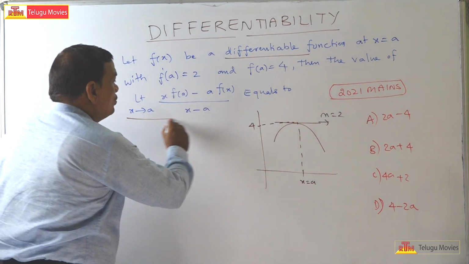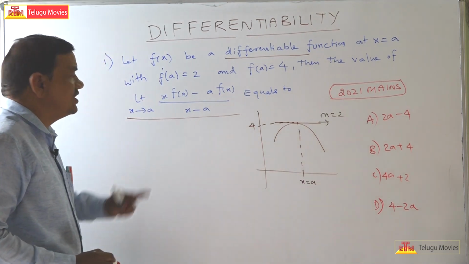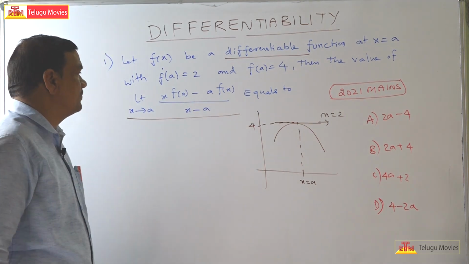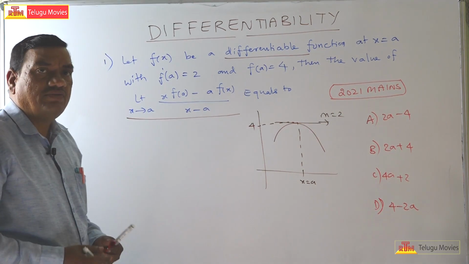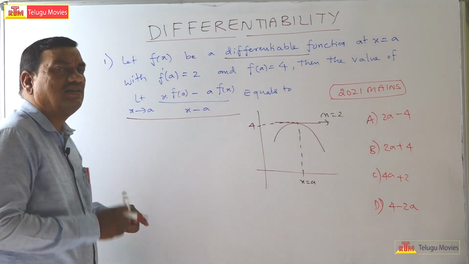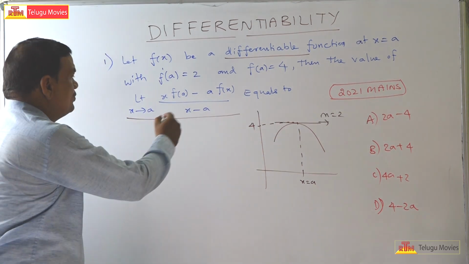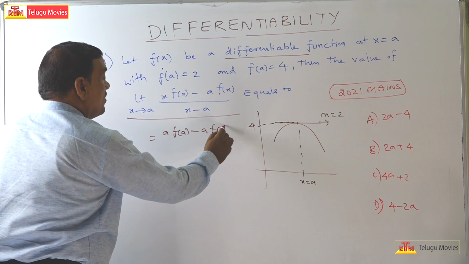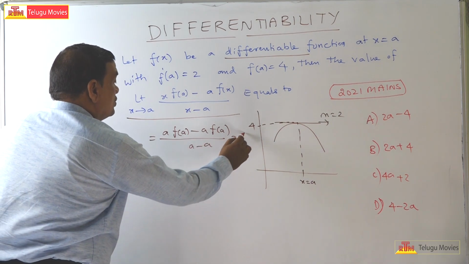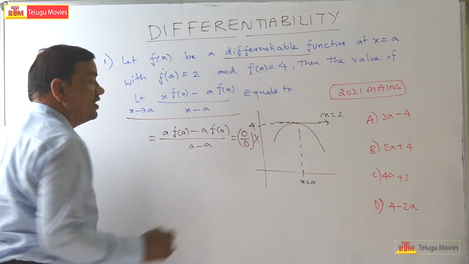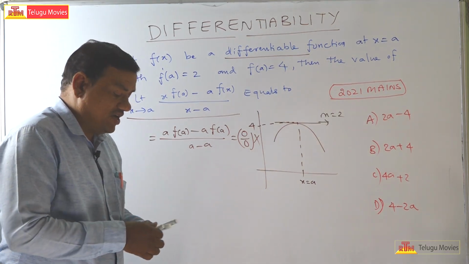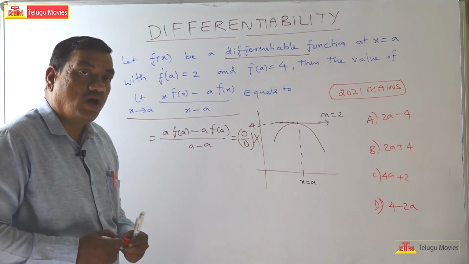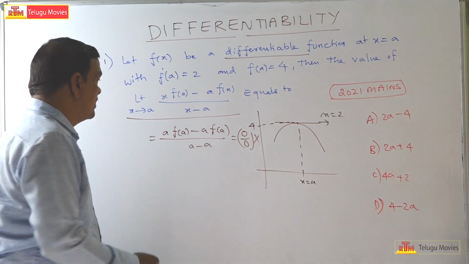Now coming to the limit, we are asked to find the value of limit x tends to a, x into f of a minus a into f of x by x minus a. Generally we proceed like this: whenever x tends to a, in place of x we substitute a. So if you substitute a, what happens? You see here, a into f of a minus a into f of a upon a minus a, which is equal to 0 by 0. This is not your answer. Whenever such indeterminate forms come, how do we proceed? L'Hospital rule. So let us take the L'Hospital rule.